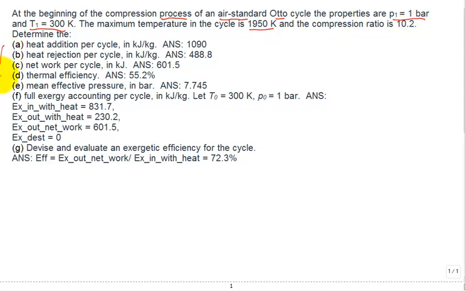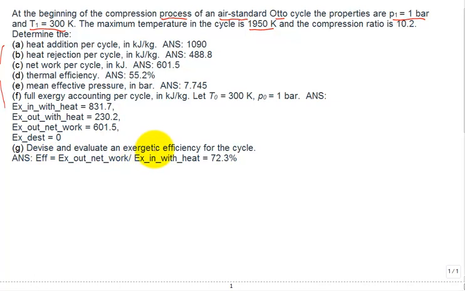Now there's a lot of questions. Let's just go through them, but I will not be able to solve this whole problem on one page. I'll have to go to multiple pages. So they ask, what is the heat addition per cycle, then the heat rejection per cycle, then the net work per cycle, then the thermal efficiency, mean effective pressure, and then do a full exergy accounting for the whole cycle, and then devise and evaluate an exergetic efficiency for this cycle.